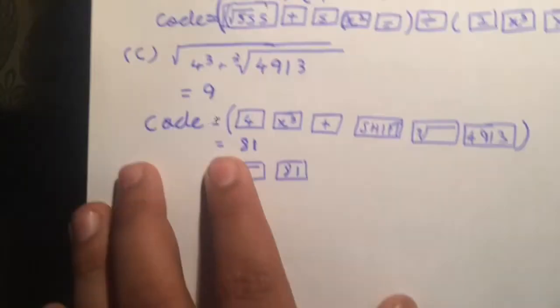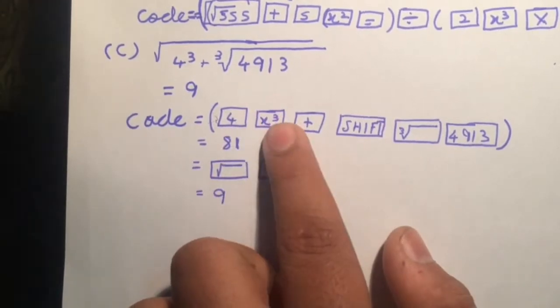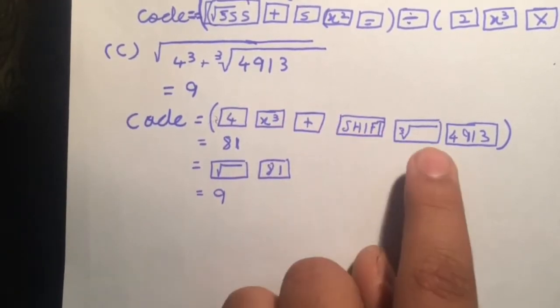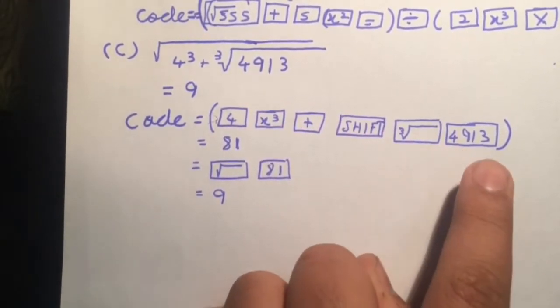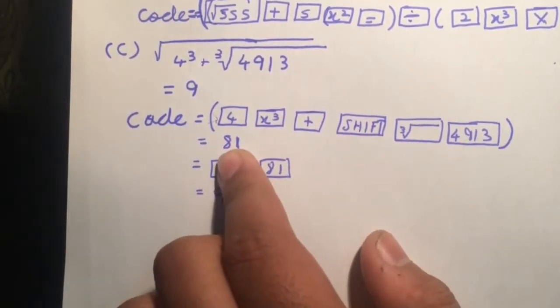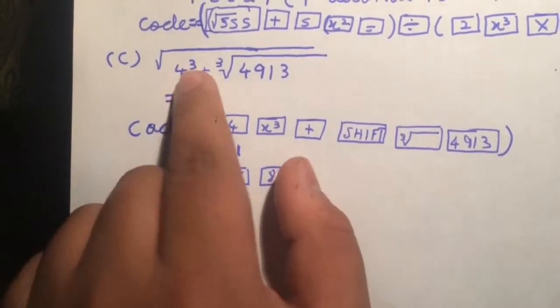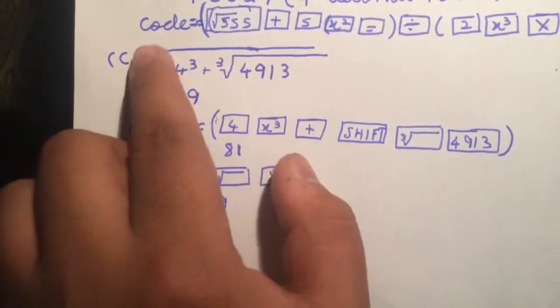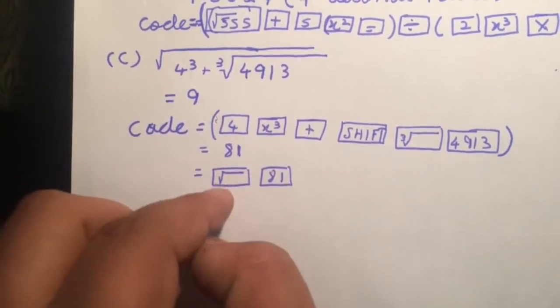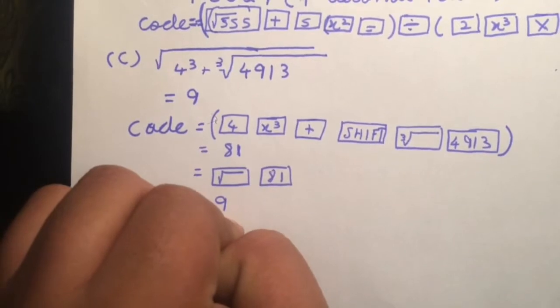Then come to the C part. Here the first thing you have to do is press the 4 button, x cube button, plus button, shift button, cube root button and 4913 button. Then you get the answer 81. Then you will solve the upper square root like this: the square root button, then 81 button, which is 9.